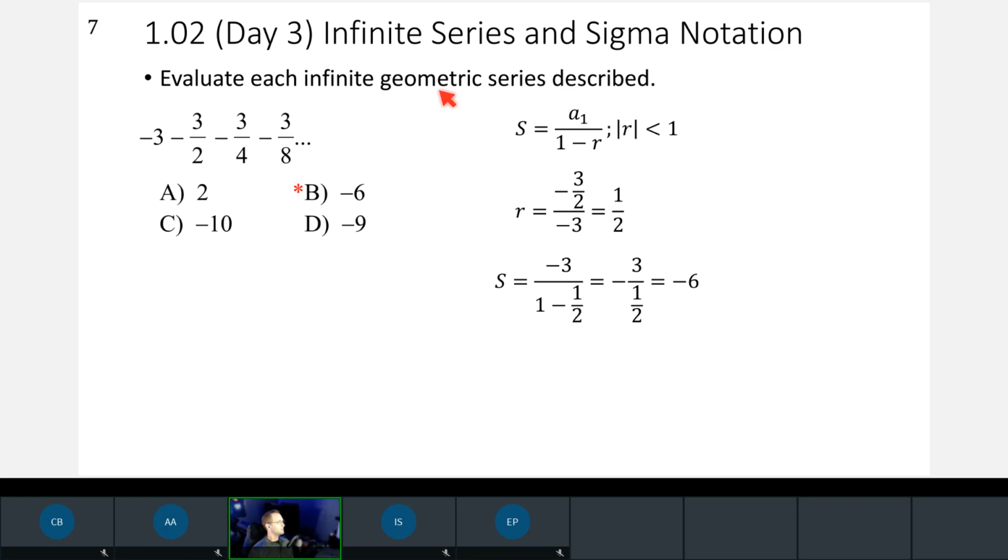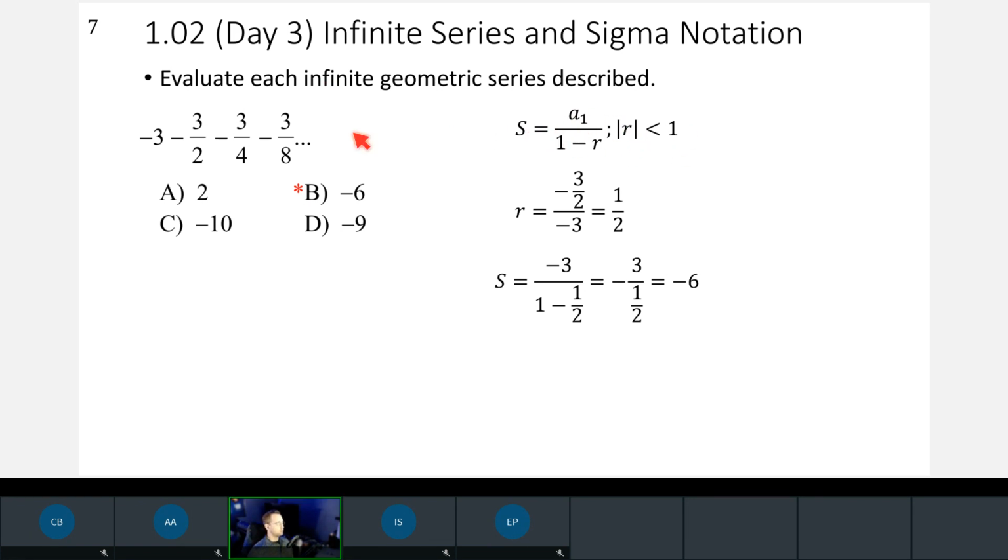All right, number 7, evaluate each infinite geometric series described. So again, evaluate means to find a sum, and it's geometric, and it's infinite. So in your notes somewhere, you have a formula for the summation of an infinite geometric series. You also have an equation for the summation of a finite geometric series. So make sure you use the right one. In this case, we're doing infinite, and that is the formula.